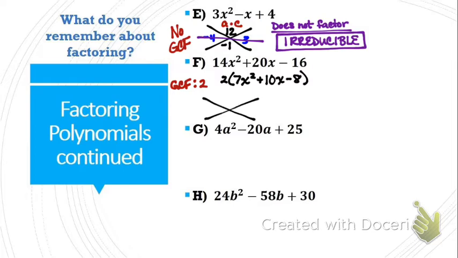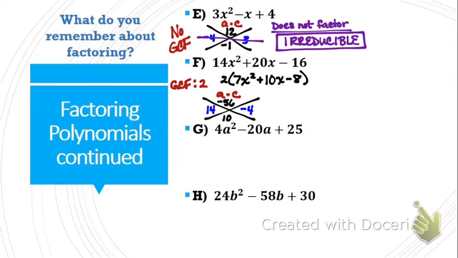Now I'm going to do my x where I multiply a and c. So negative 56 and 10. What two numbers do you know of that will multiply to negative 56 but add to a positive 10? 14 and negative 4. So does that mean this is x plus 14 and x minus 4? No. My leading coefficient is not 1.